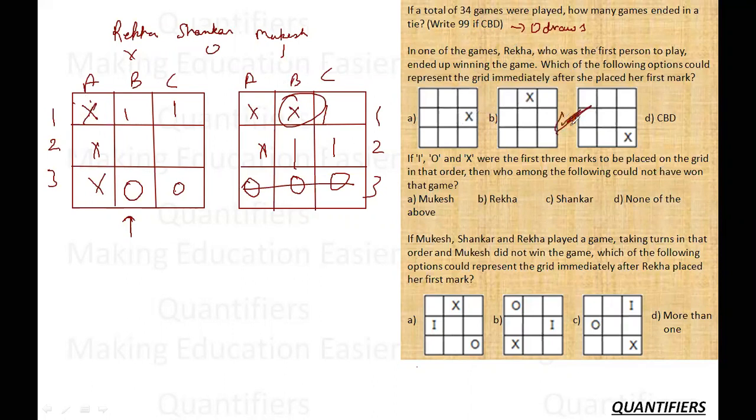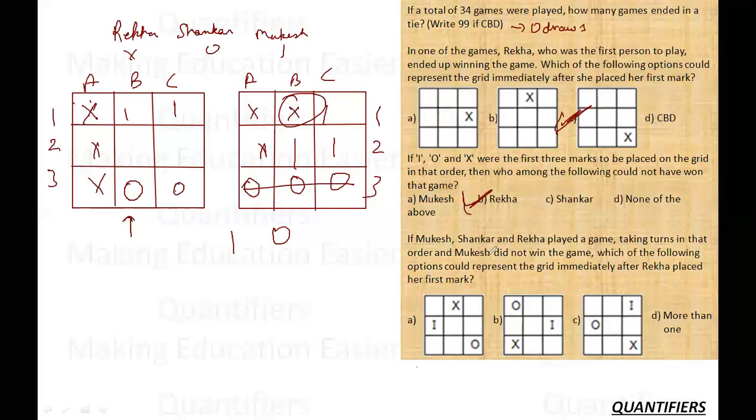This is the answer. If I, O, and X are the first three marks to be placed in the order, who among the following should win the game? I know either the first person will win or the second person will win. So either I or O can win. X cannot win. So X belongs to Rekha. So Rekha cannot win.